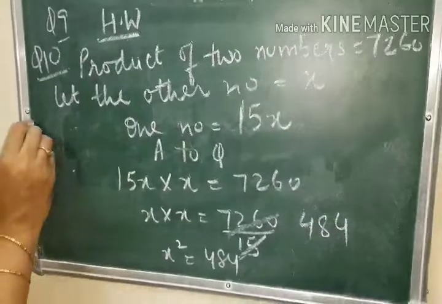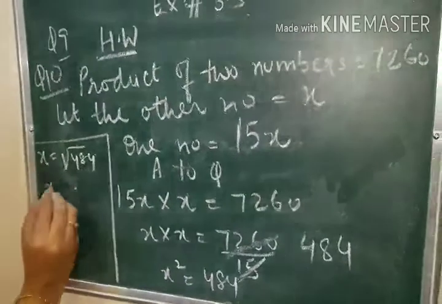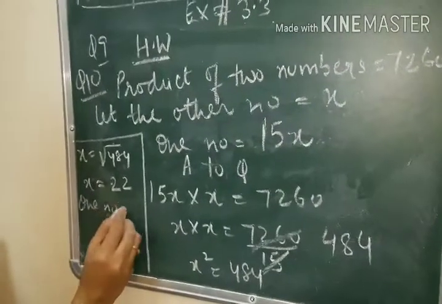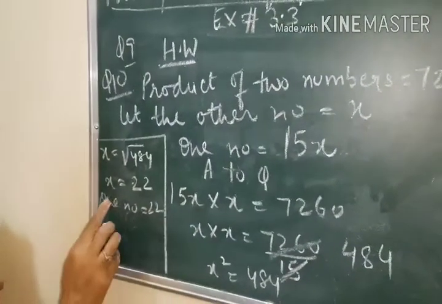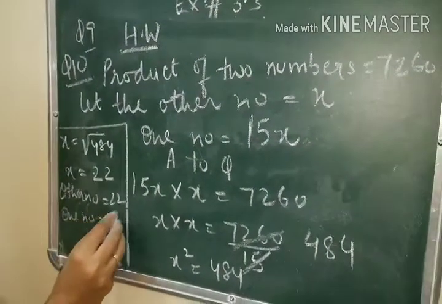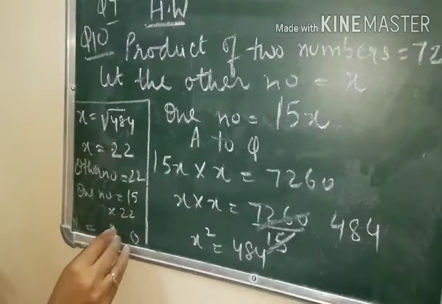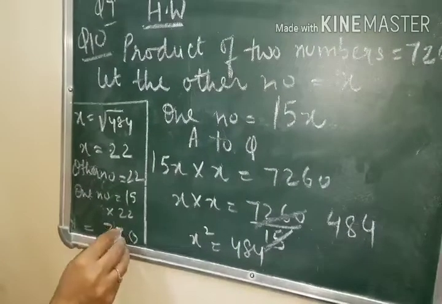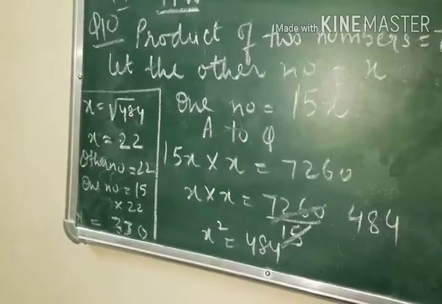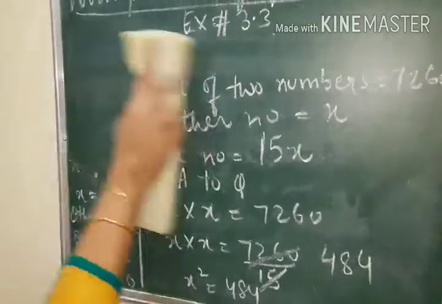Again, you know 484 is the square of 22. So we can write as x equal to root 484. X will be equal to 22. So your one number is 22, or your other number is 22, and your one number is 15 into 22. Solve it. 10, 11, 330. Right? 15 into 22 is 330. So this is your answer for question number 10. Right? Go on to question number 11.